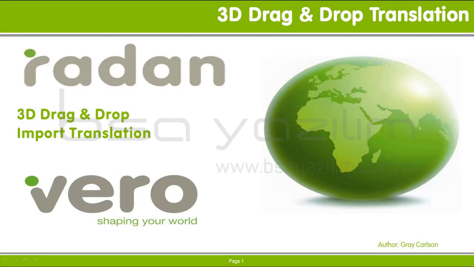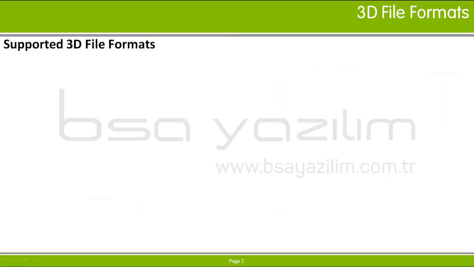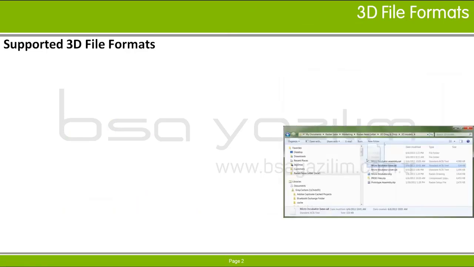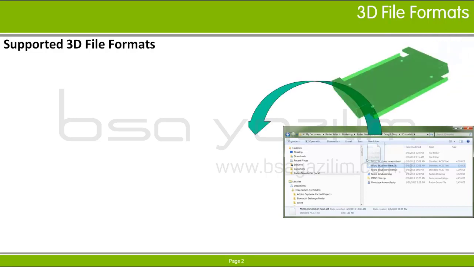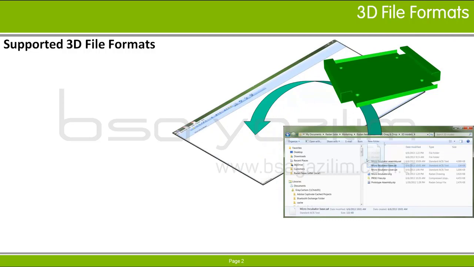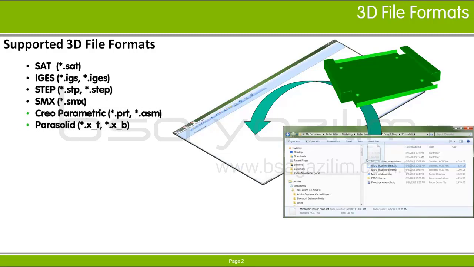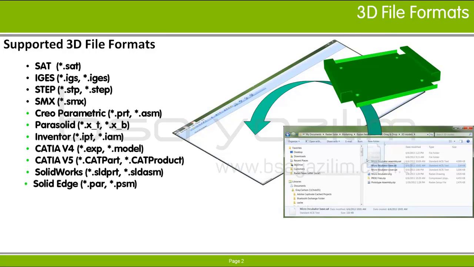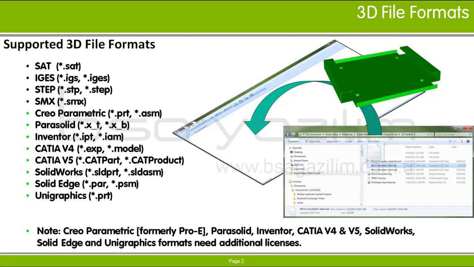This tech video looks at the option to import 3D files into Radan using drag and drop. A simple way to import 3D models into Radan from other CAD/CAM systems is to drag and drop the file onto the Radan application window. The following 3D file formats are supported for importing into Radan files: the Creo Parametric, Parasolid, Inventor, CATIA V4 and V5, SolidWorks, Solid Edge, and Unigraphics formats all need additional licensing.